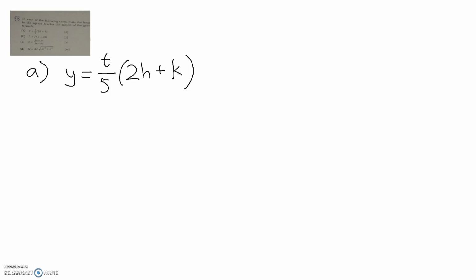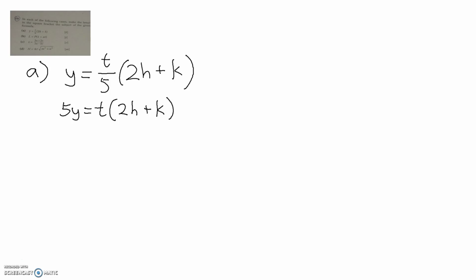So let's start by multiplying, bring the 5 over here to the left-hand side. So we can do a 5y equals to t. Yes, Mr. Liao, you have a question? I don't think it's bringing it over. I think you need to multiply both sides by 5. So you multiply both sides by 5, and what happens is that you get 5y on the left and t bracket 2h plus k on the right.